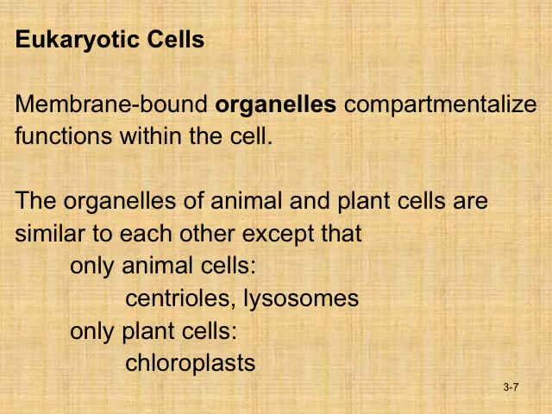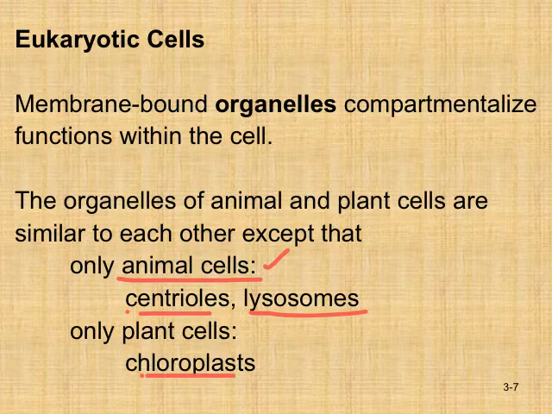And down here we see that these two organelles, centrioles and lysosomes, are only found in animal cells, and chloroplasts are only found in plant cells. And we'll talk about that again.